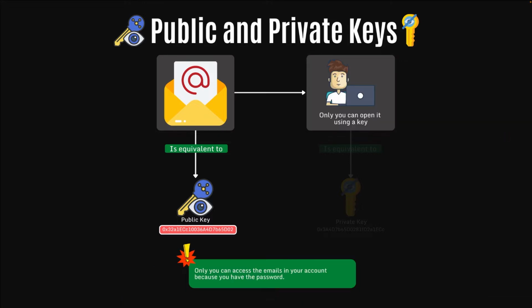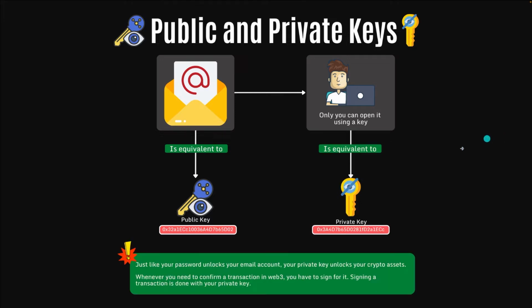But only you can open your email because you're the only one that has the password. And that's exactly how a private key works. So the private key is also a string of letters and numbers, which no one else knows except for you. And that way, you're the only one that can access your own crypto wallet. So when you combine these public and private keys, you have your own crypto wallet.